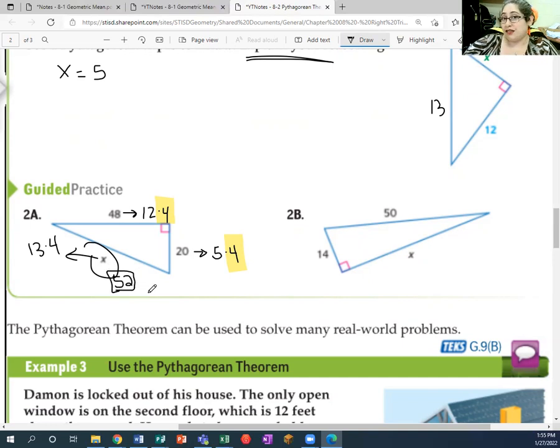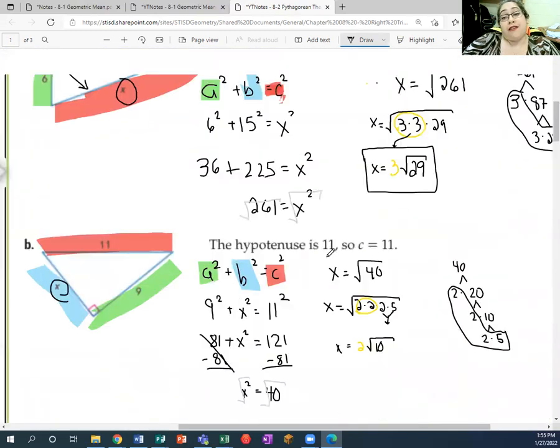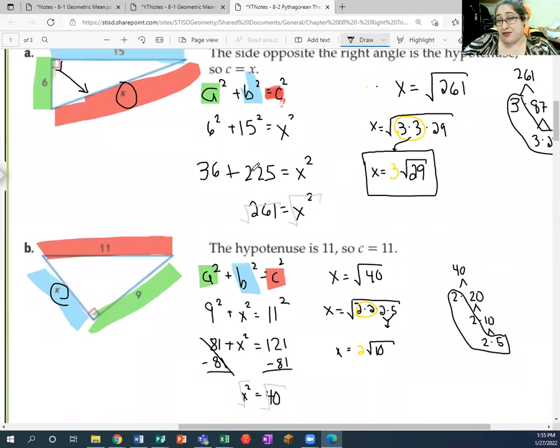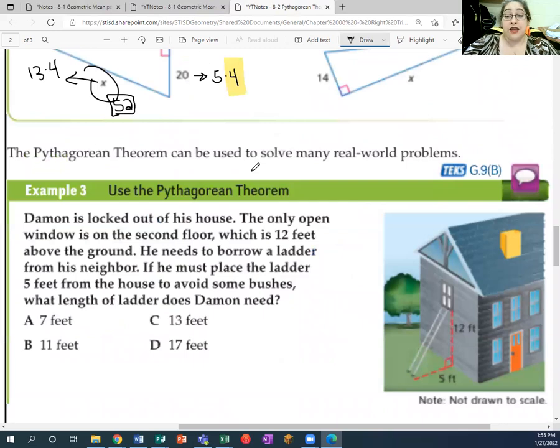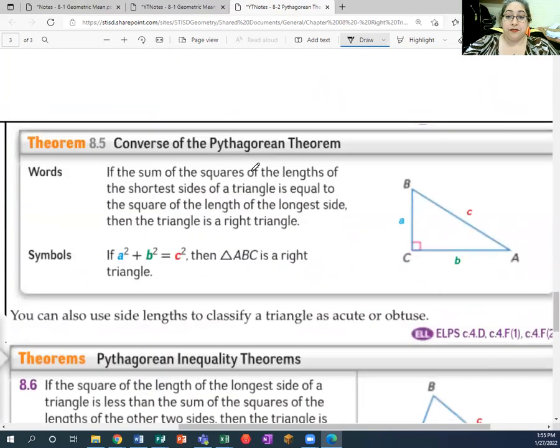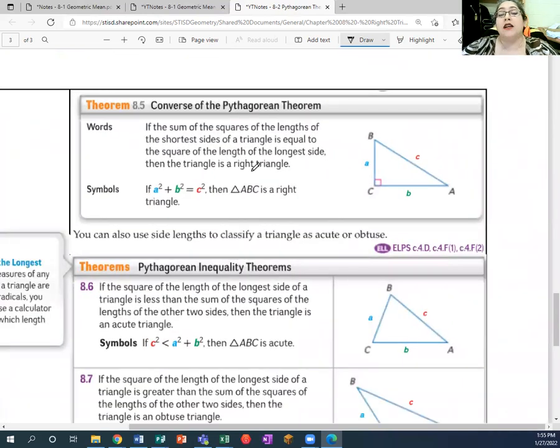This is a shortcut to the Pythagorean theorem, and as long as you write out for me that you used a Pythagorean triple, if you see the pattern, you can use this. Otherwise, you have to do all of this and show me all this algebra. Your choice. Okay, now that we have a shortcut, let's talk about the converse, because really, this is the coolest way to use the Pythagorean theorem.